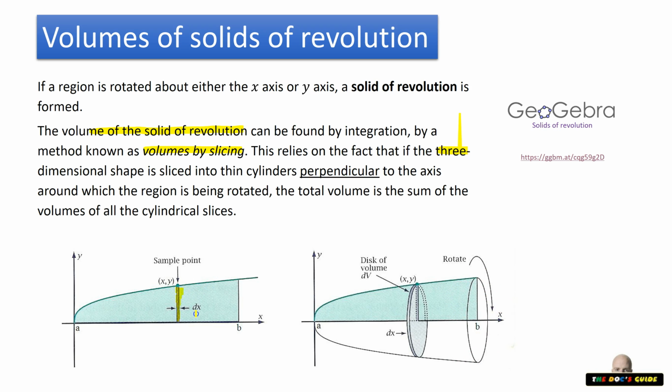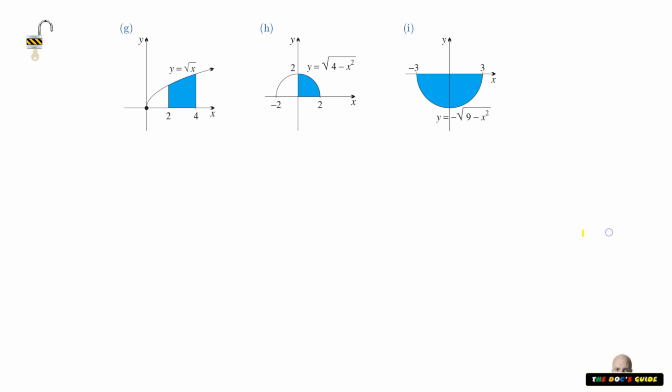So we take a thin slice of the area under the curve, and when we rotate that thin slice, we get this disc. The disc has a thickness of dx, so that's the thickness in the direction of the axis that we're rotating around, and it has a radius which is equal to the y value, so that's f of x. Then, when we add up the total volume of all of these little cylindrical slices, that gives us the total volume of the three-dimensional shape. So that's the basis of integration.